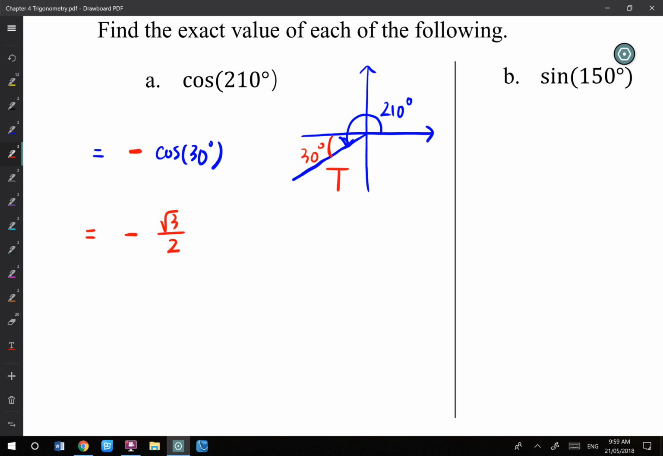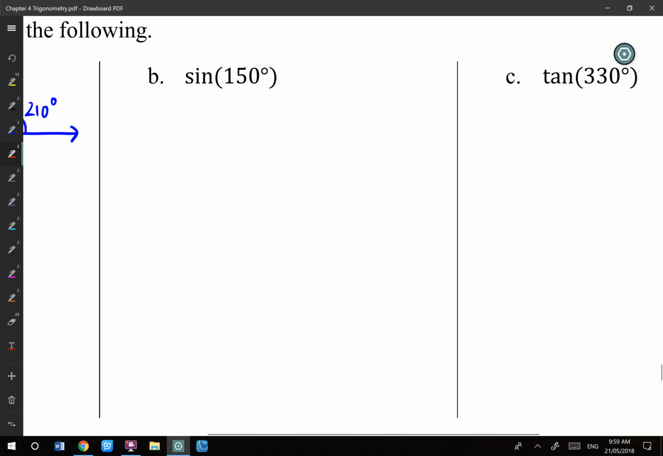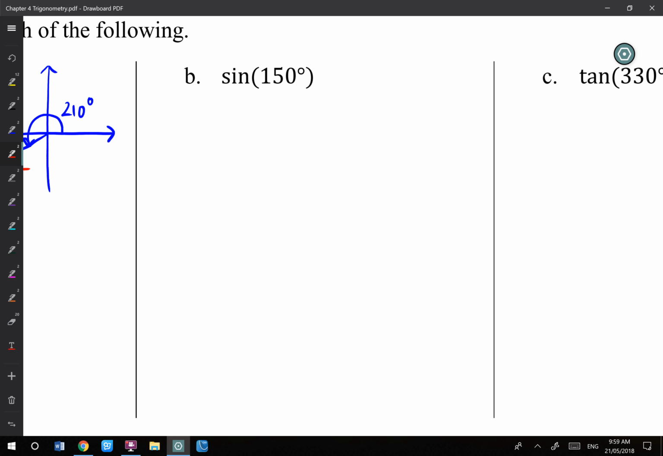It's always 2 steps. First step is think about what's the reference angle. We change the actual angle by the reference angle. The second thing is to think about whether it's positive or negative according to CAST. If it's the positive quadrant, you add a positive sign, well, it's just positive. If it's negative, you add a negative sign in front of that. Can you try B and C by yourself?